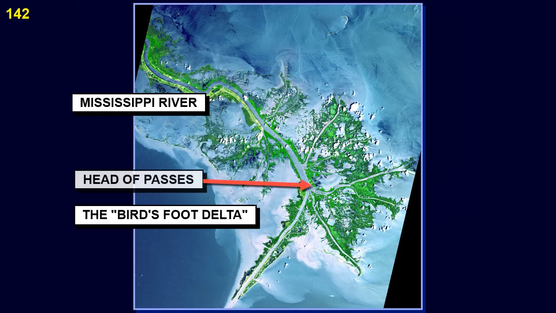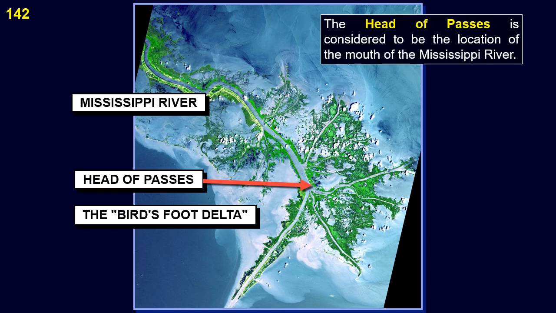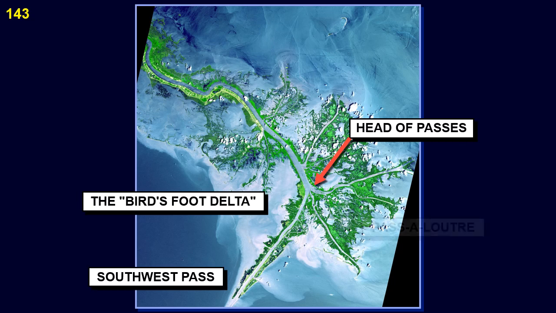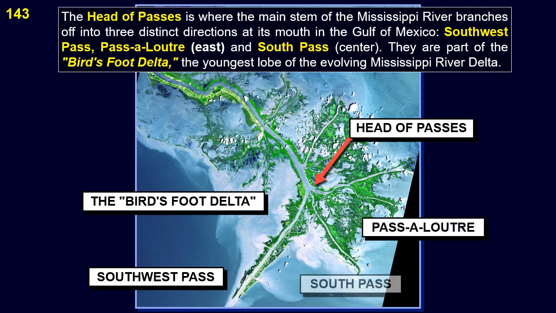The head of passes is considered to be the location of the mouth of the Mississippi River. The head of passes is where the main stem of the Mississippi River branches off into three distinct directions at its mouth in the Gulf of Mexico: Southwest Pass, Pass a Loutre East, and South Pass Center. They are part of the Bird's Foot Delta, the youngest lobe of the evolving Mississippi River Delta.